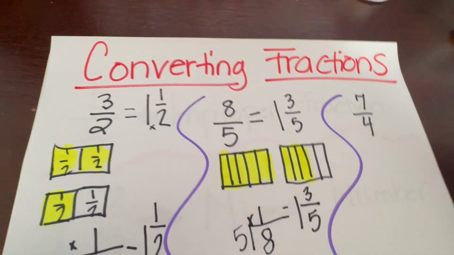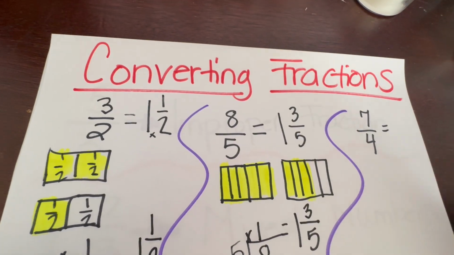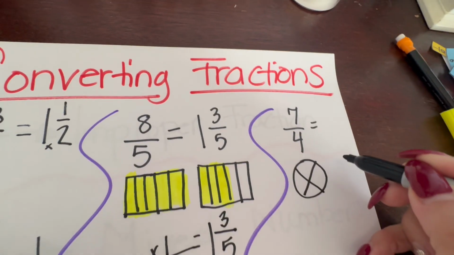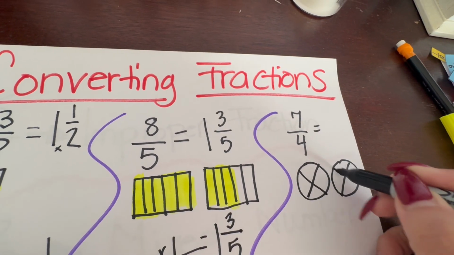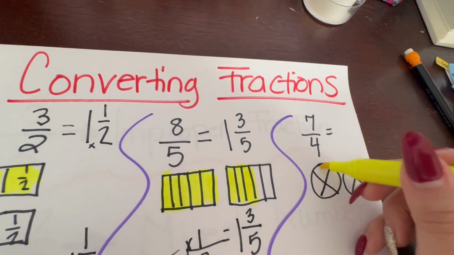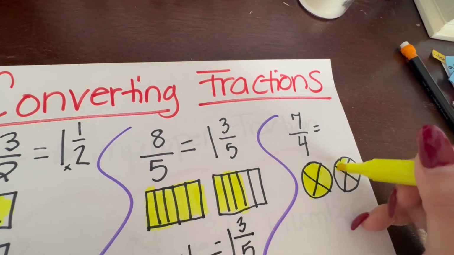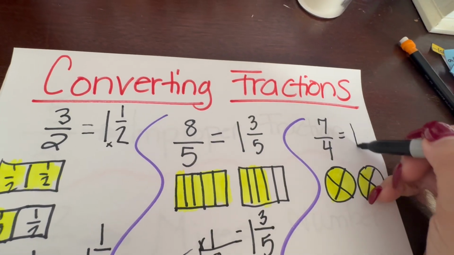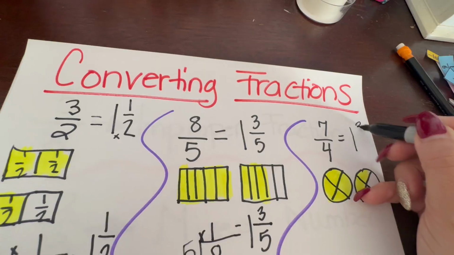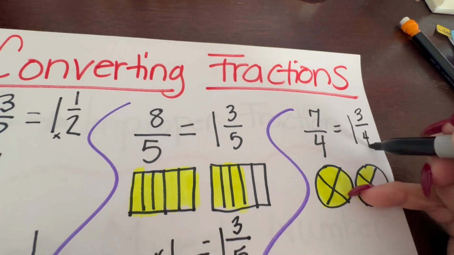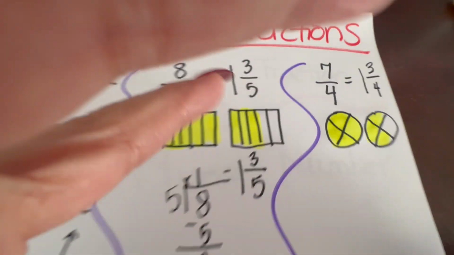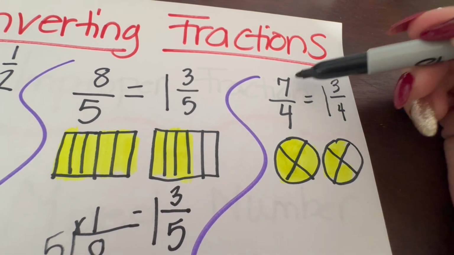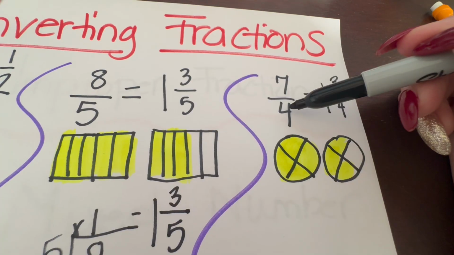Okay, let's do one more example. 7 fourths. Okay, this time I'm going to use fraction circles. I have 4. I need to draw 2 of them because I need to shade in 7. So here's 4, 5, 6, 7. So that gives me 1 whole and then 3 out of 4 shaded. 1 and 3/4. Let's double check to see if that's right. I can do 1 times 4 is 4, plus 3 is 7, and my denominator stays the same.